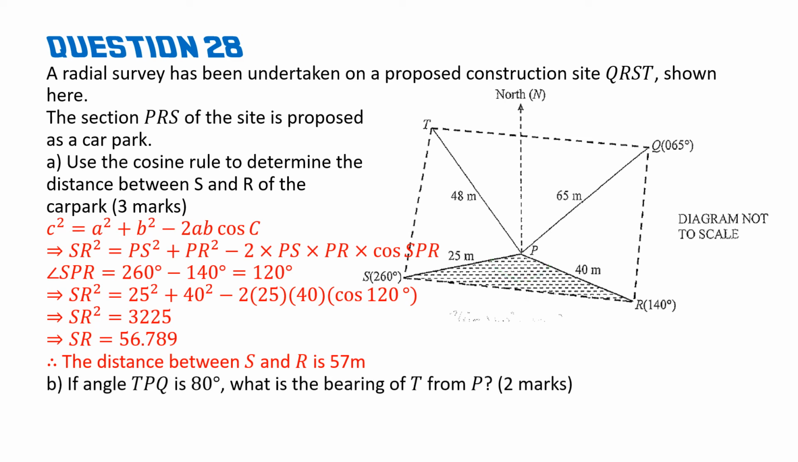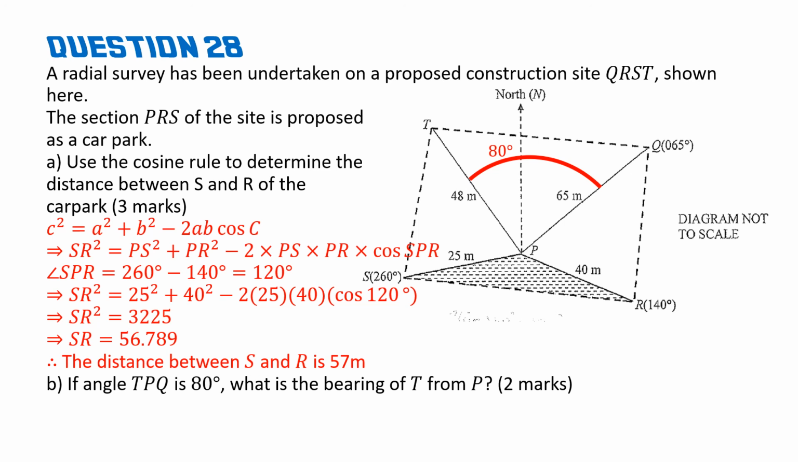Part B, if angle TPQ is 80 degrees, what is the bearing of T from P? So we want to find the angle TPQ, starting at the top T, coming down to P and going up to Q. So that's that bit in the middle, it's that top triangle, right? The angle there at the bottom of that triangle is 80 degrees. That's what we're told, right? If angle TPQ is 80 degrees, what is the bearing of T from P?